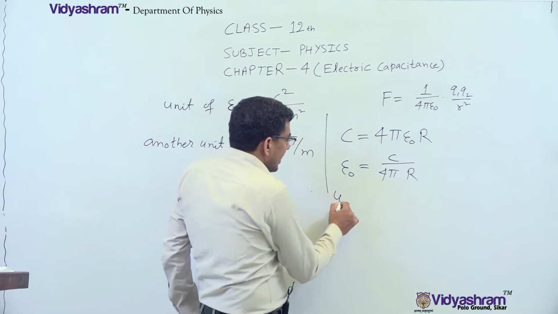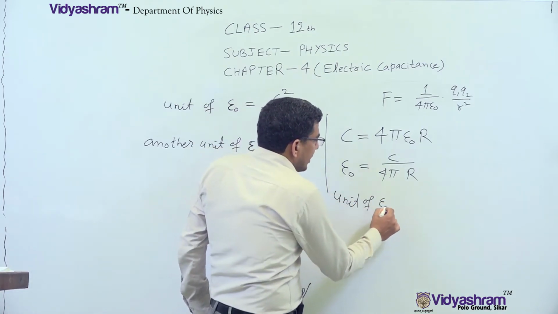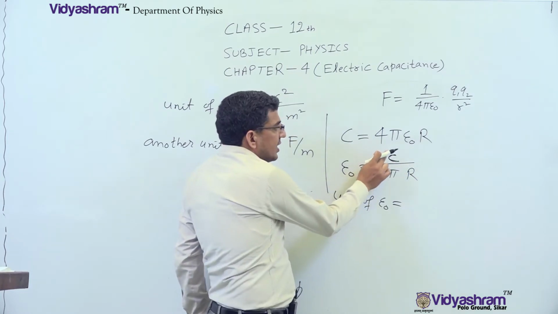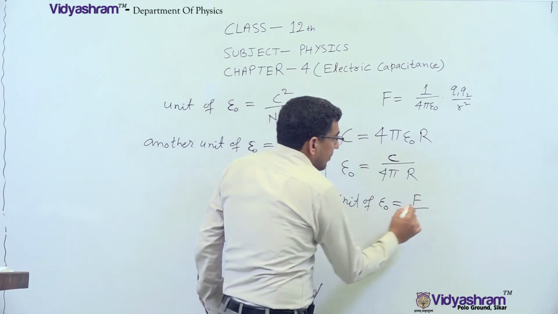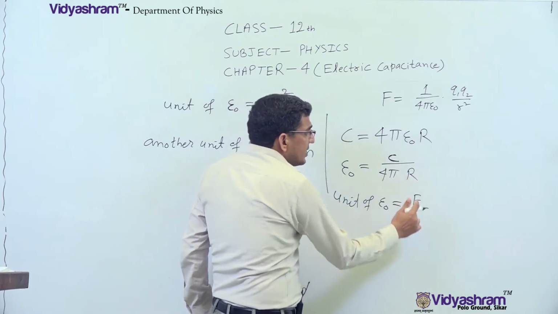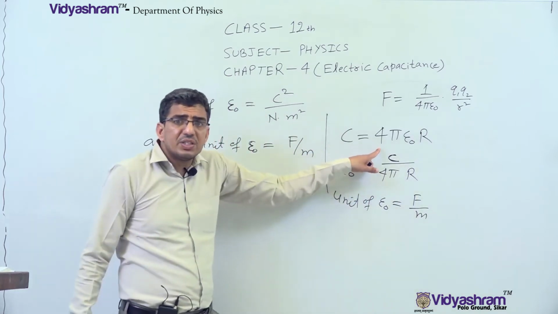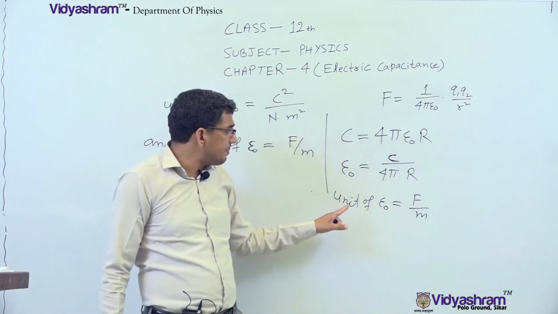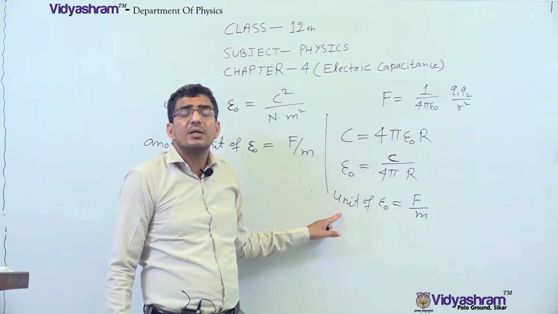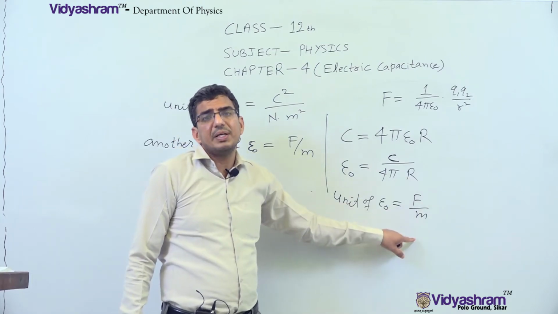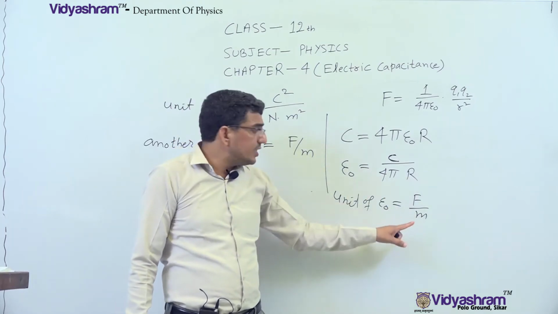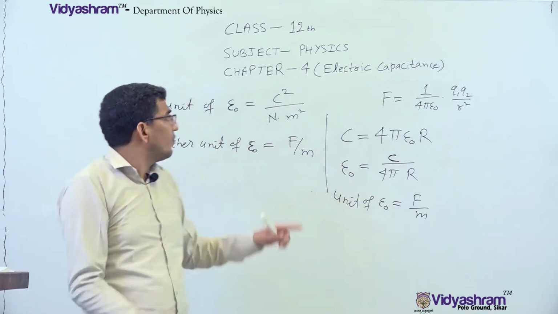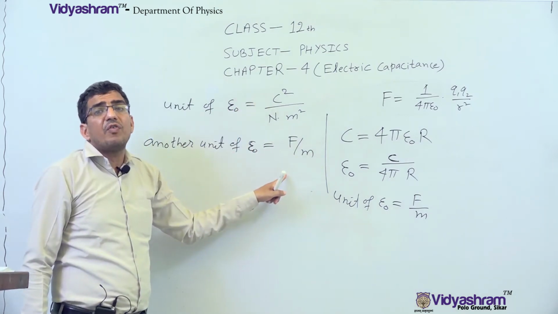So the unit of epsilon naught: in the numerator is capacitance, whose unit is farad, upon the radius, whose unit is meter. What is the unit of epsilon naught? Farad per meter. This unit comes from this formula. So there are two units of epsilon naught: one is this, and another is farad per meter.